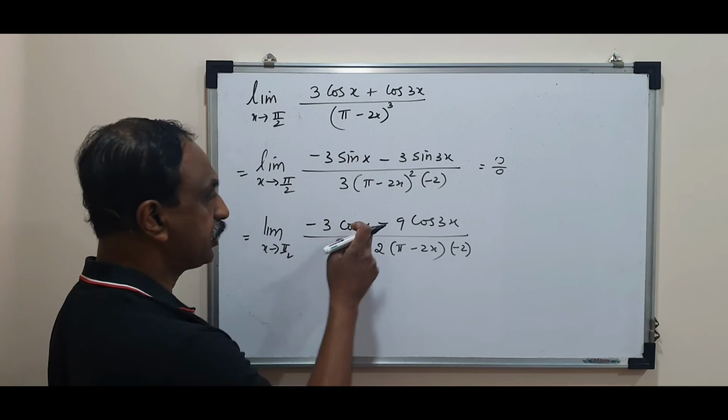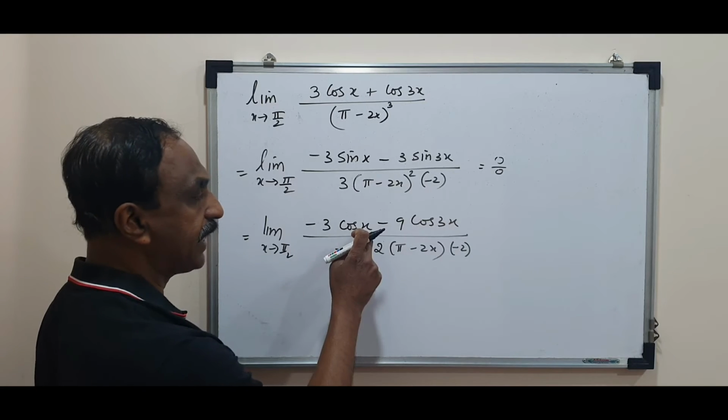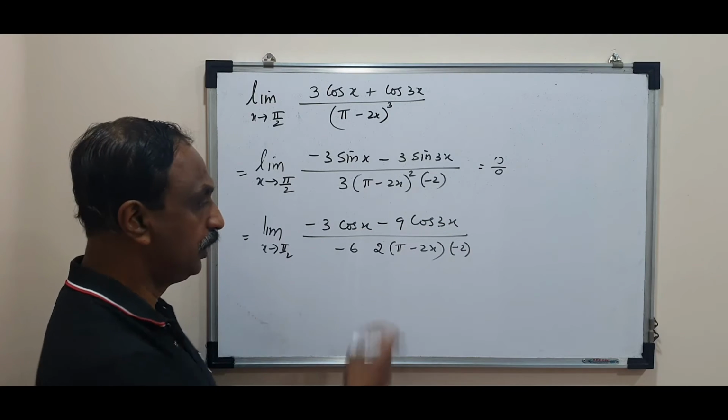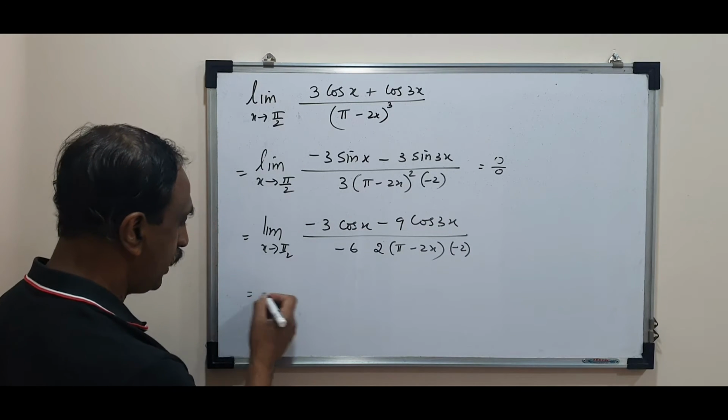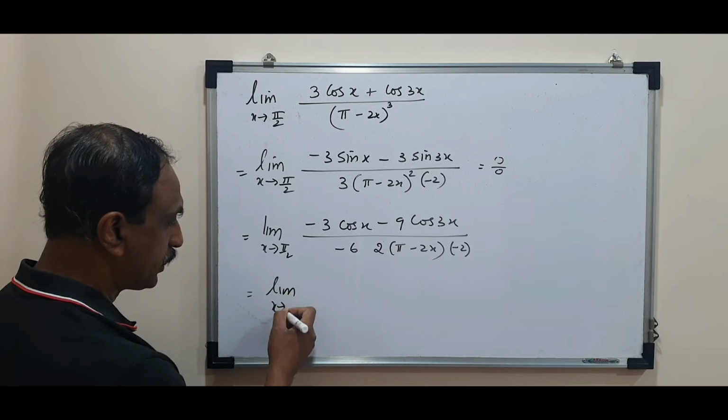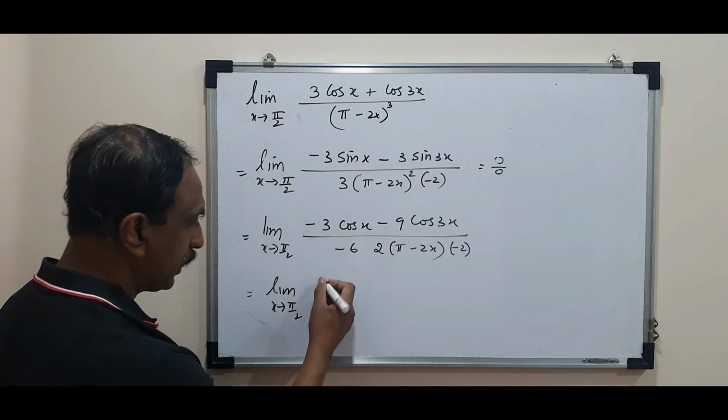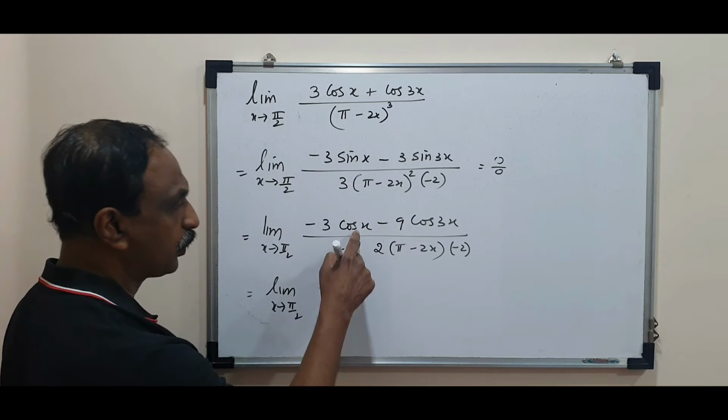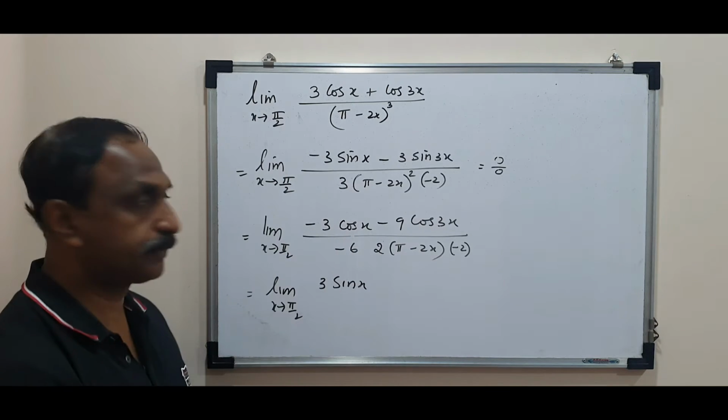You substitute here, this becomes 0, this will become 0, cos 90 is 0, cos 270 is 0. So again 0 by 0. So I will differentiate once more. Limit x tending to pi by 2 becomes 3 sin x cos derivative minus sin, minus of minus plus.